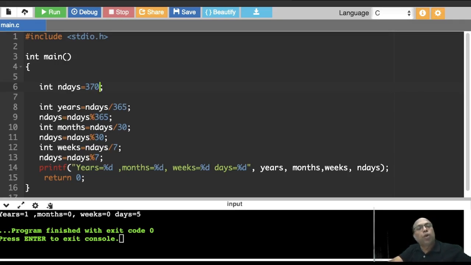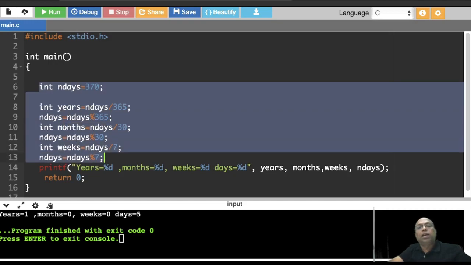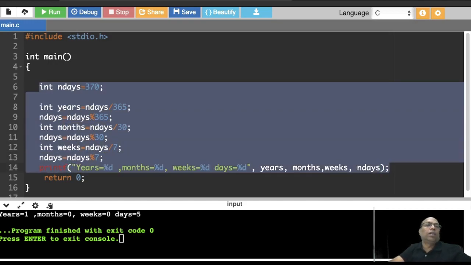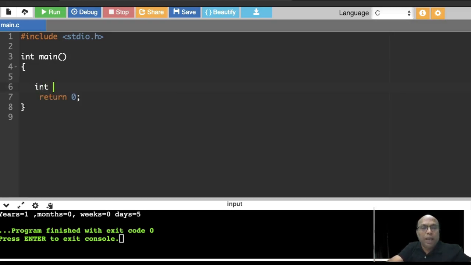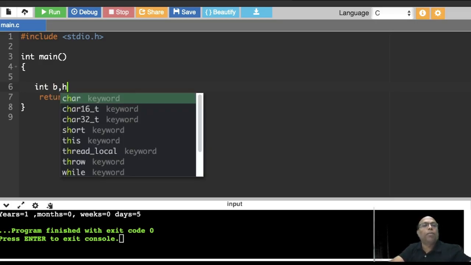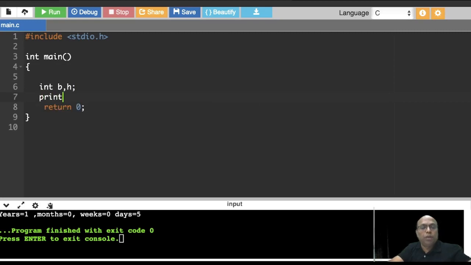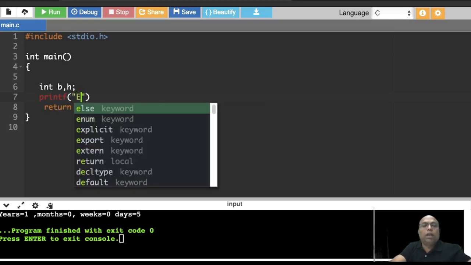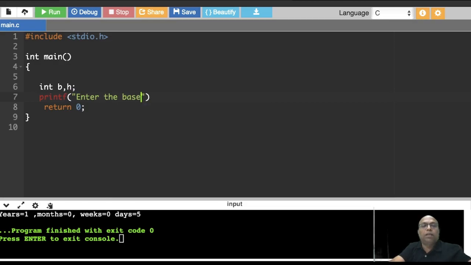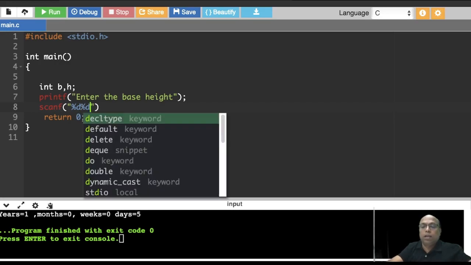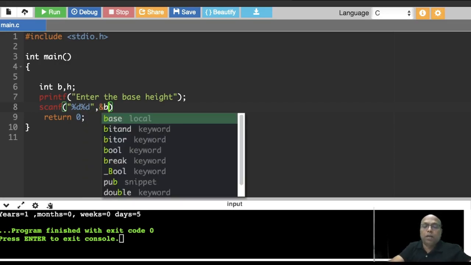Okay, so we will solve one more problem of finding the area of a triangle. Now, a right angle triangle. So what we do, we will take a base, we'll take a height. Then you will take an input, printf, enter the base and height. Okay, scanf, percentage D, comma, base, comma, and height.